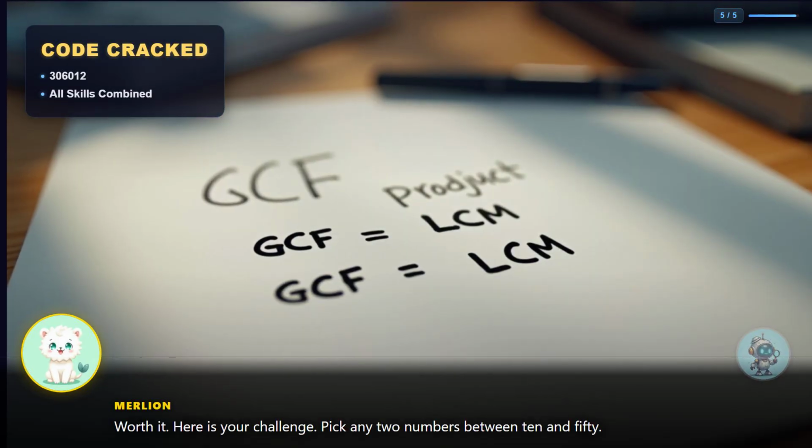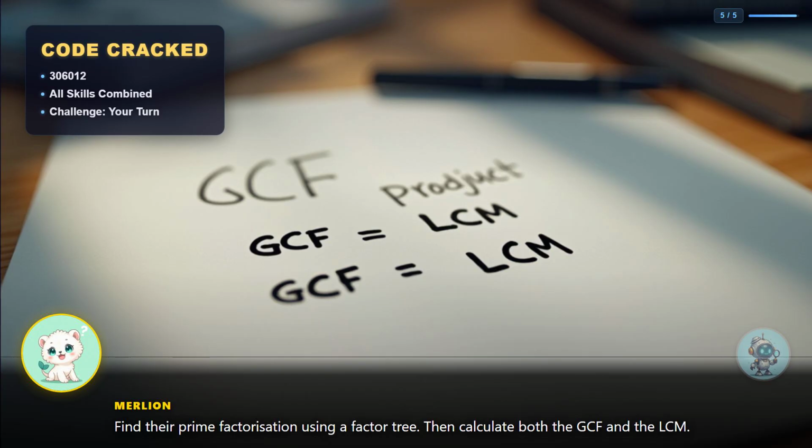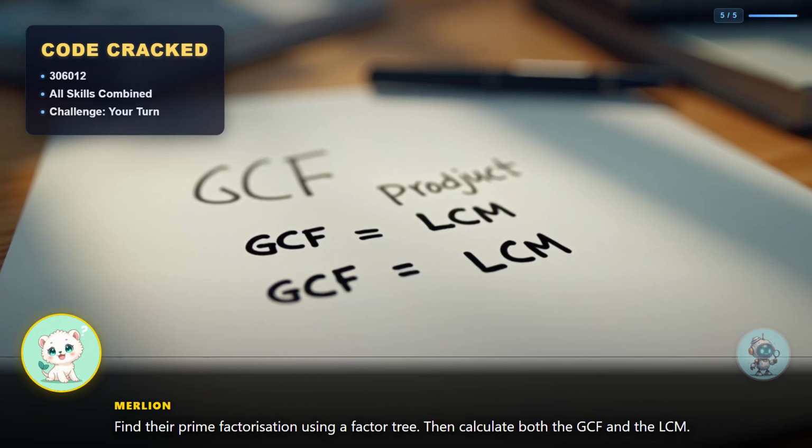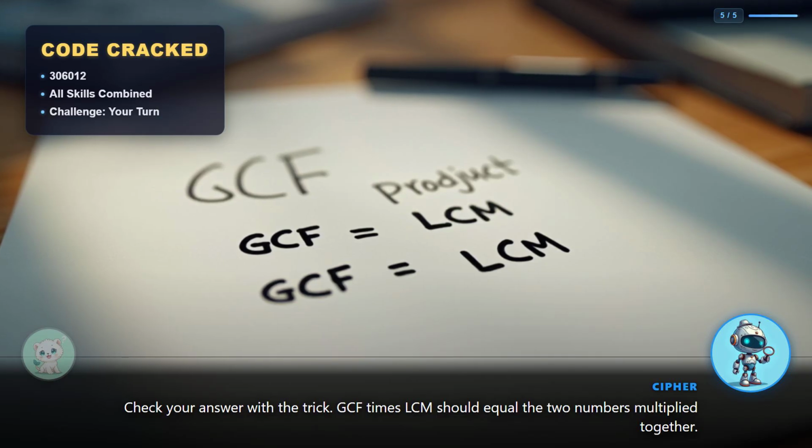Pick any 2 numbers between 10 and 50. Find their prime factorization using a factor tree. Then calculate both the GCF and the LCM. Check your answer with the trick. GCF times LCM should equal the 2 numbers multiplied together.